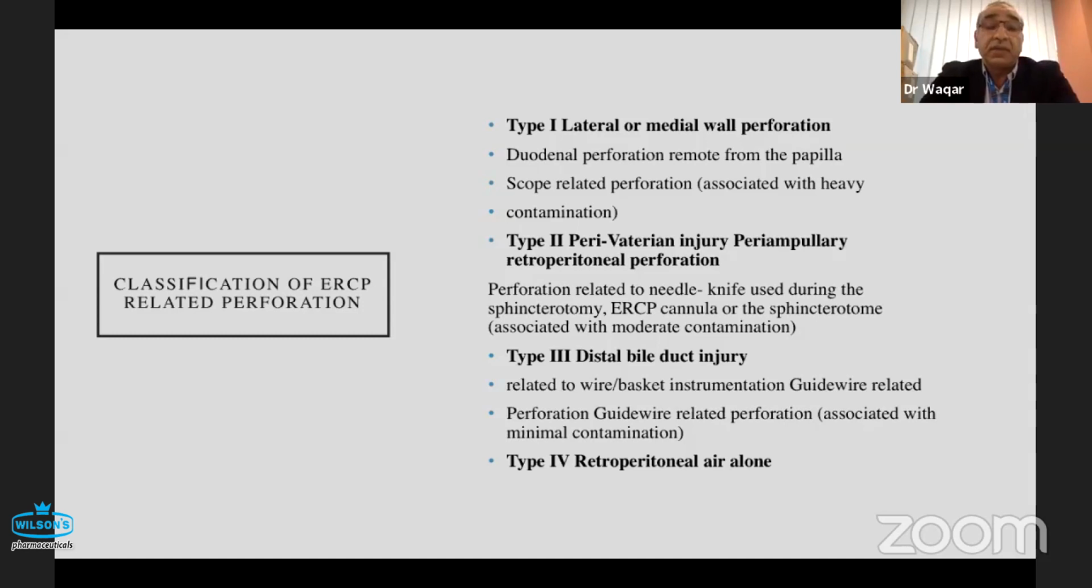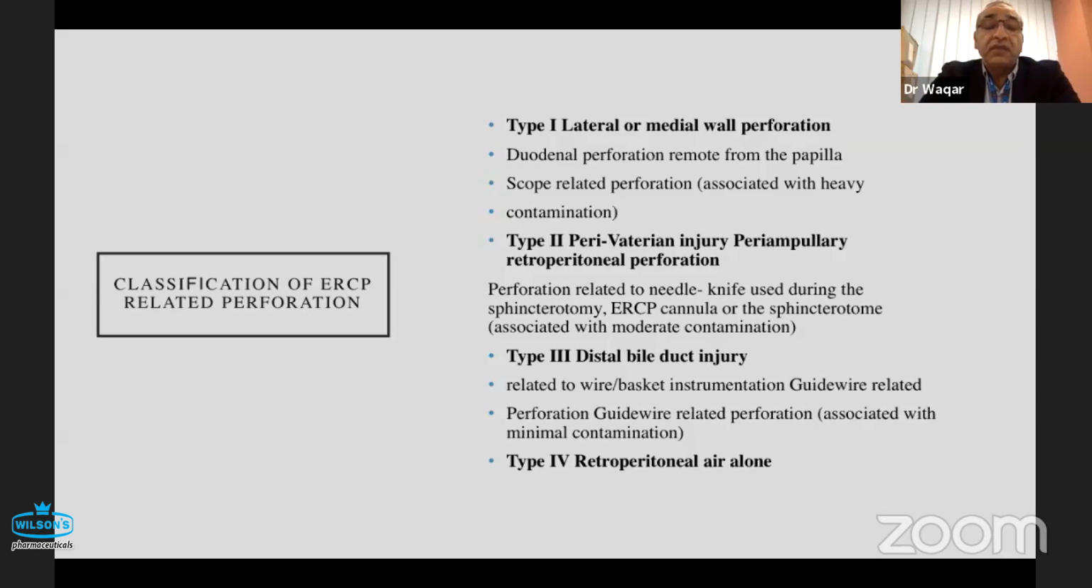Then there is the typical one, which is the periampullary or peri-Vaterian injury, a retroperitoneal perforation. This is typically associated with needle knife sphincterotomy. Usually the person either performs the sphincterotomy in the wrong anatomical plane, or goes too deep. And this is the one which causes a perforation into the retroperitoneal space.